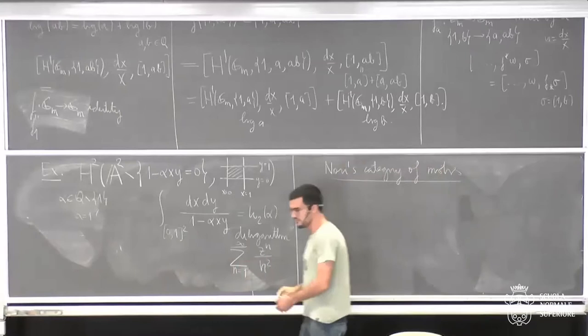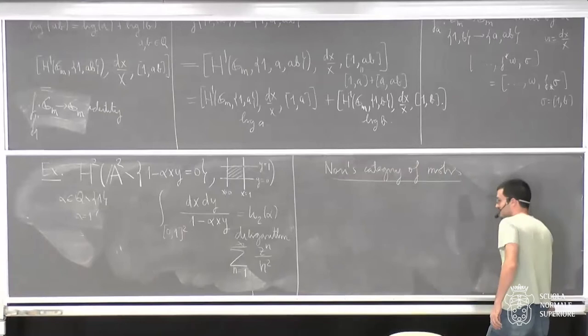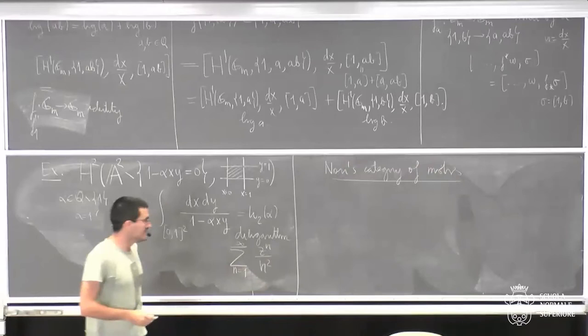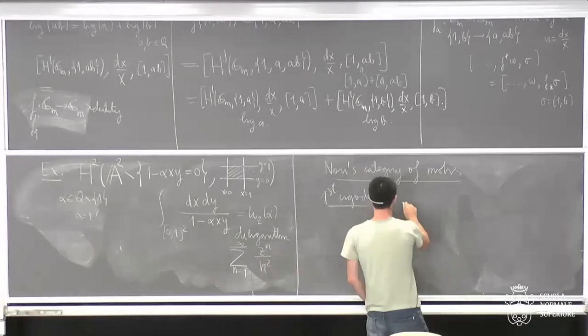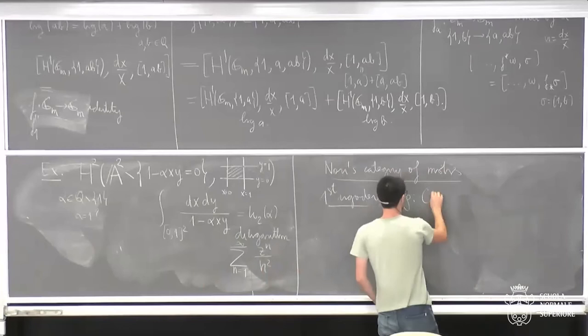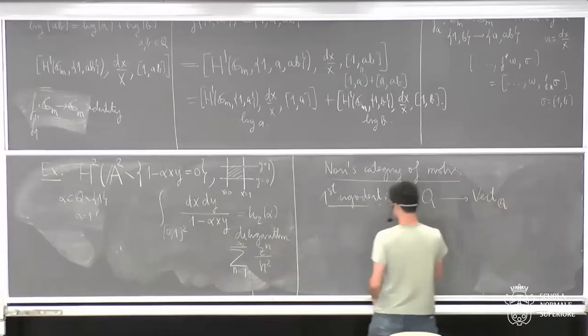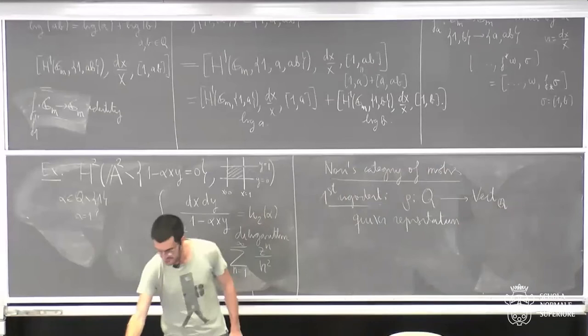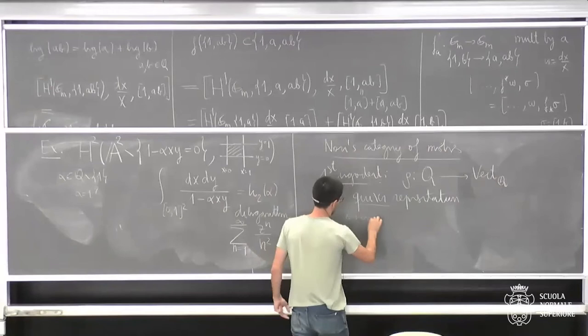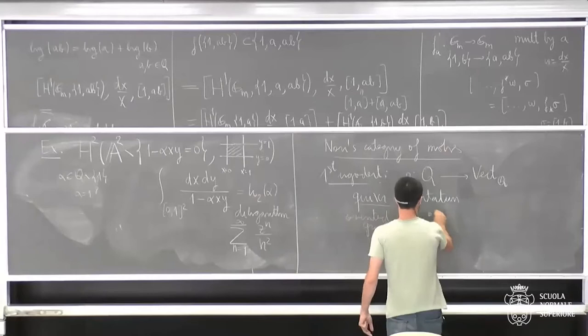There are two ingredients in the construction. The first one is very formal, and for me it's still some kind of miracle that you can do something with such a formal construction. It's a way to attach an abelian category to a quiver representation. So I'm going to start with a quiver representation. A quiver here means an oriented graph, maybe something like this, for example.